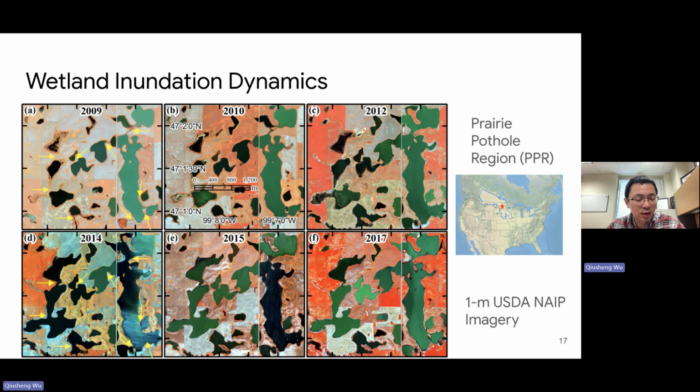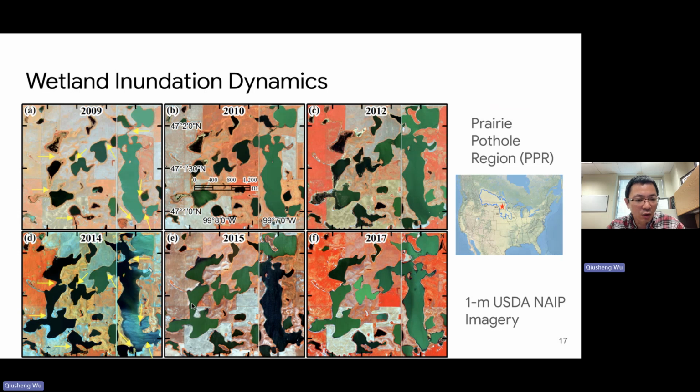USDA, the United States Department of Agriculture, has aerial imagery acquired every 2 to 3 years, covering the entire US. This one just shows you some of the time series, and you can clearly see the dynamics of these wetland water bodies, the yellow arrows here. In the dry year, you can see them separated. In the wet year, they are all connected. So it's very, very dynamic.